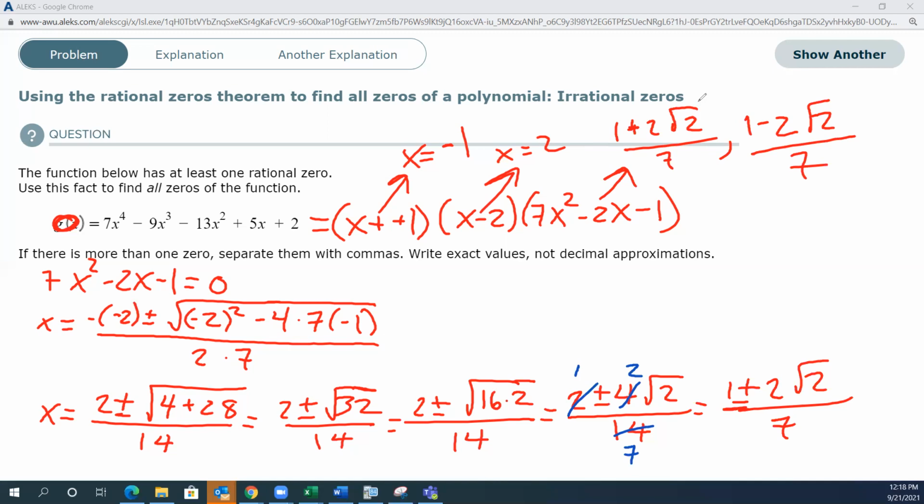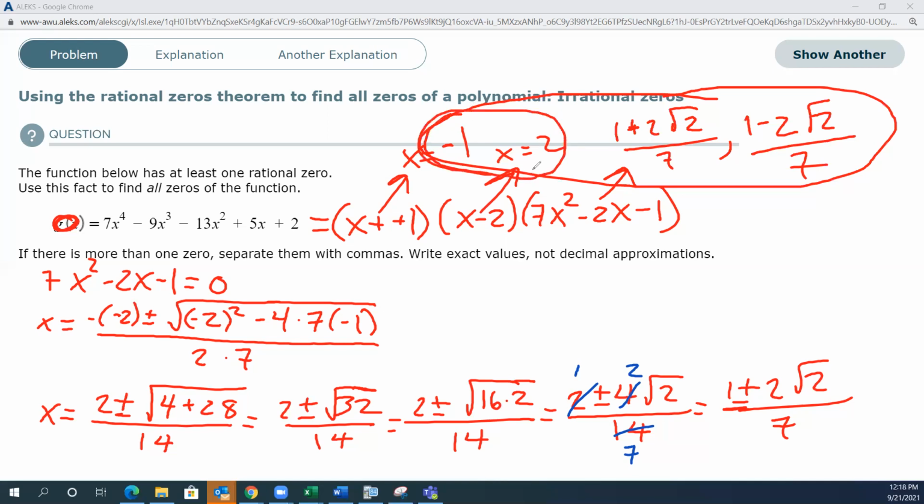Now you can check these guys to make sure they're okay. You can go to the graph, find all the zeros. These two will appear just like they do here because they're rational. These two will not, but you could plug these two into your calculator, get a decimal equivalent, and see if that matches up with what you get on your graph.